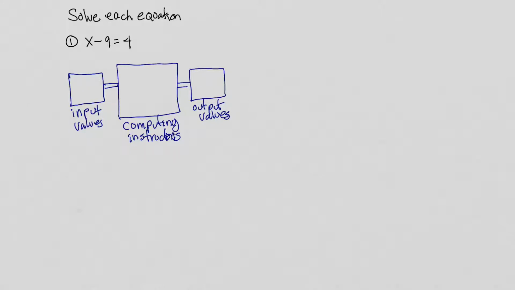So before we just jump in and solve this equation, let's take a look at the big picture here to see what it is that we're actually doing as we go through the solution process. The way I kind of think of things is that we have these computing instructions, and in this case, here's our computing instructions. Take a number, subtract 9. So those computing instructions, that's what goes in this middle box. That's our instructions. It's like a recipe. It says, take some number, subtract 9.